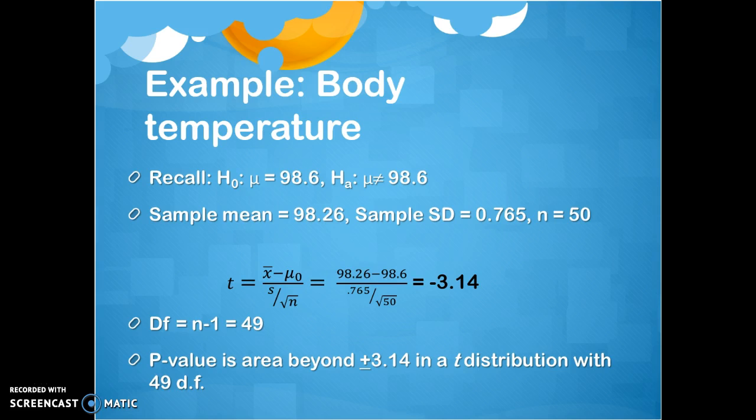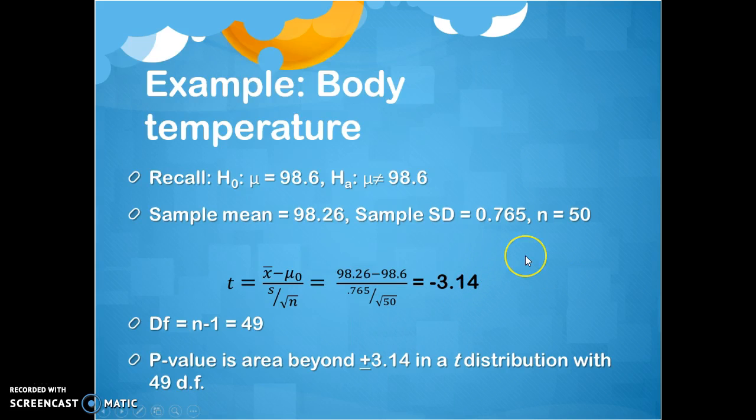Here's the beautiful thing about these theoretical formulas. It's plug and chug. It's super fast. We just plug in how far away the sample mean is from the null value, and then we divide by the formula for the standard error, and we get a t-score of negative 3.14.